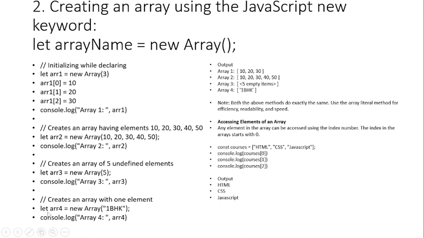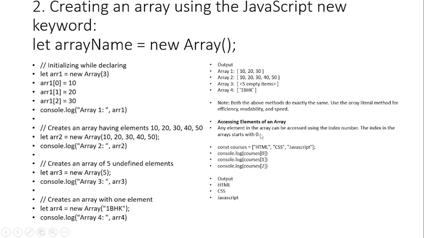So you can see here, let ARR4 is equal to new Array("1 BHK"). 1 BHK is the string and I am going to display the string. If I want to display 1 BHK, what do I have to do? I have to write console.log of ARR4. I am initializing ARR4 with 1 BHK, so if I use ARR4, I will get the output as 1 BHK, right?